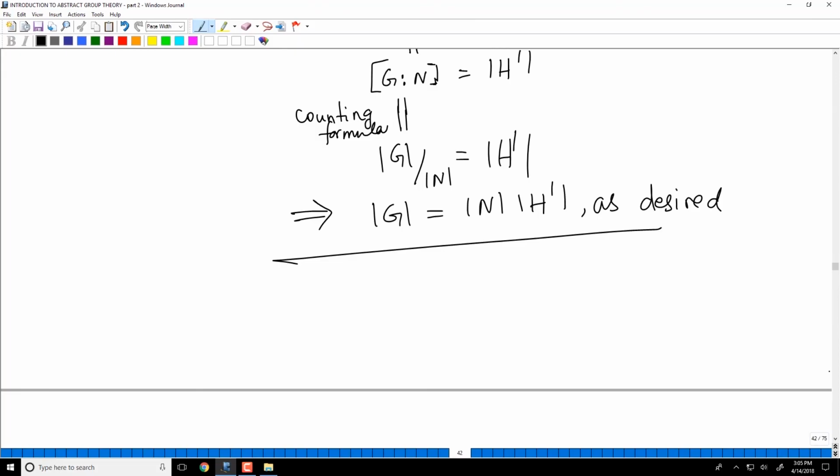So in these two problems, I hope you understood how to use the counting formula and Lagrange's theorem, and using these we are able to conclude very strong statements about groups.